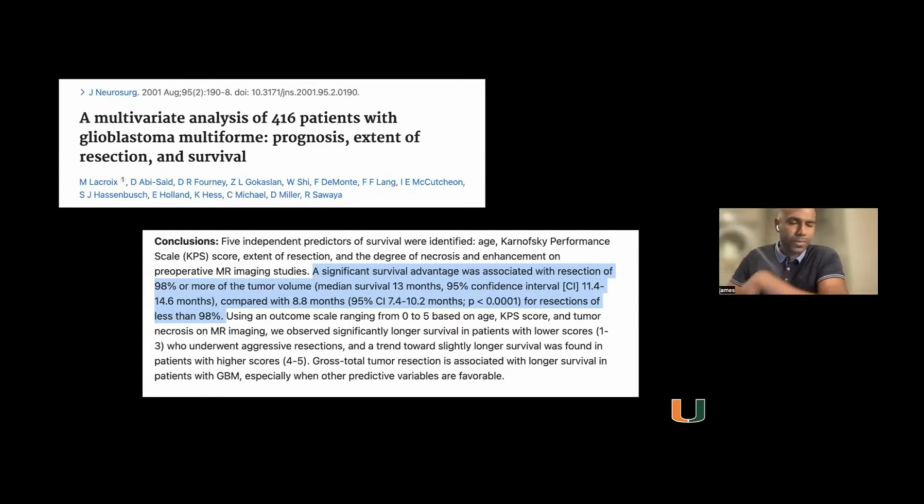And from a surgical perspective, there are a few studies along the way that have helped teach us how to best treat and manage these patients. In particular, out of MD Anderson, Dr. Sawaya's group published that a significant survival advantage was associated with resecting 98% or more of the tumor, compared to less than 98%. And that was a median survival of 13 months versus 8 months.